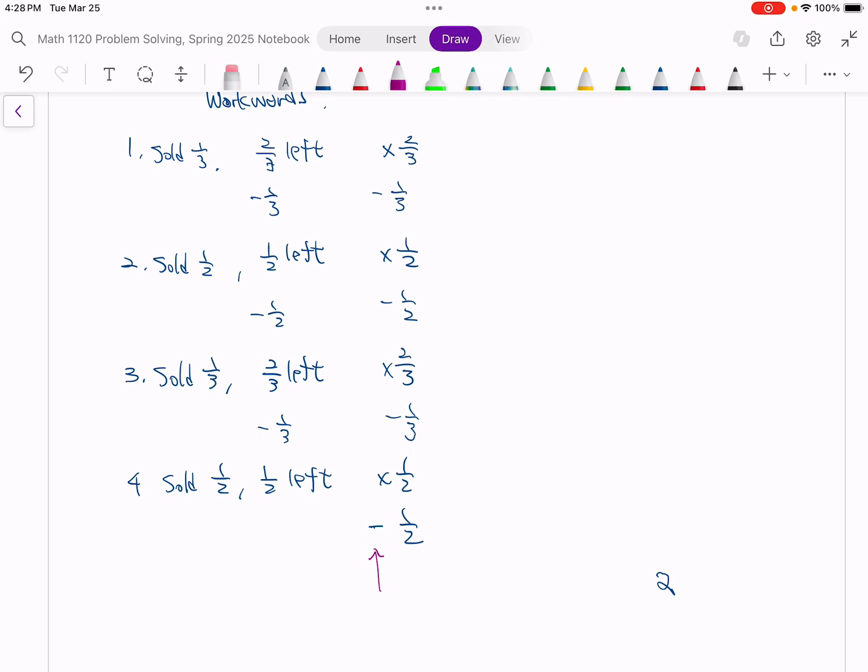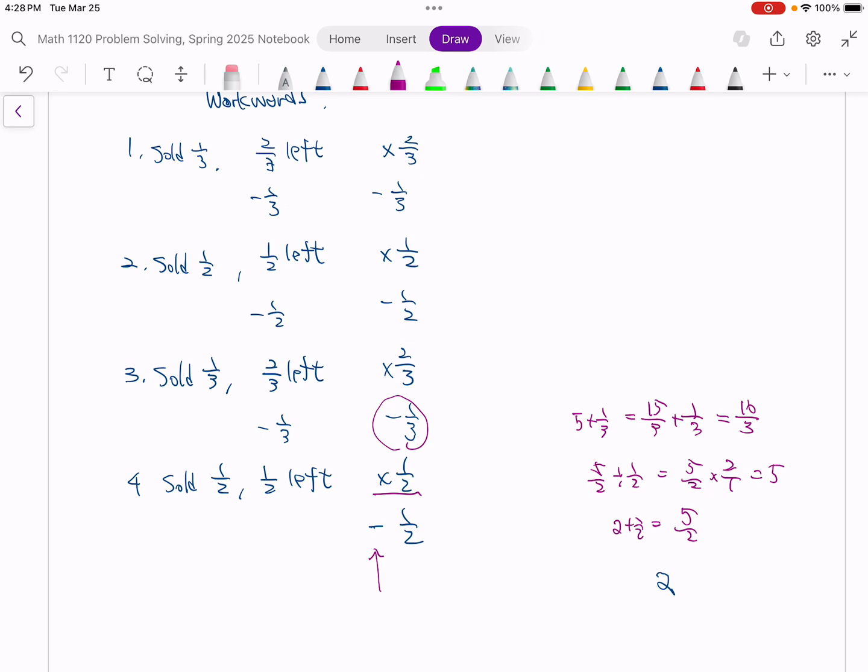So minus 1/2 becomes plus 1/2. So 2 plus 1/2 is 5/2. Then we multiplied by 1/2, so here you need 5/2 divided by 1/2. Divided by 1/2 is equivalent to times the reciprocal. The answer is 5. All right. So before the final hour, you have 5 left. Now going backwards again, here we have minus 1/3. So 5 plus 1/3, that's 15/3 plus 1/3, so that's 16/3.